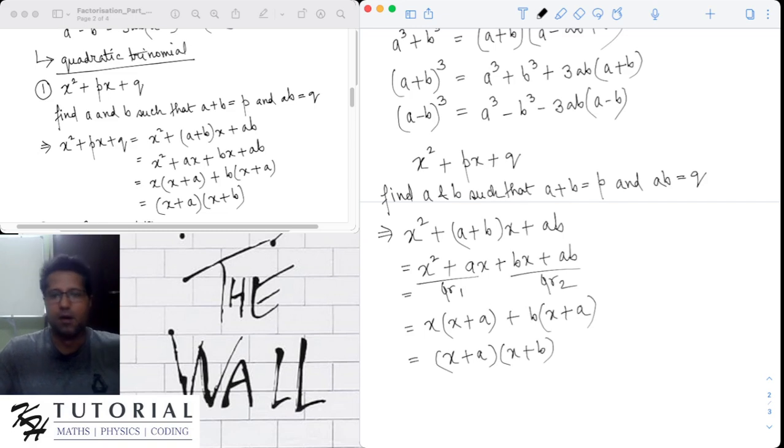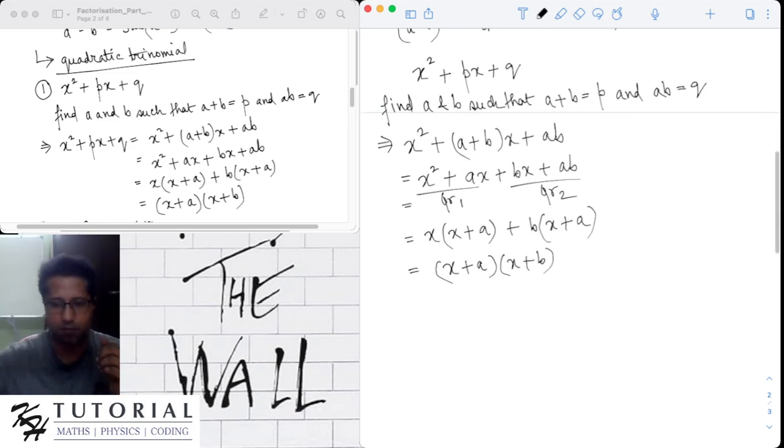Now we have factorized x square plus px plus q as x plus a multiplied by x plus b, where the constants a and b have been computed or found based on the constants p and q in the original polynomial. So this is one form of a quadratic trinomial, that is x square plus px plus q. Now there is another form of trinomial that can also be factorized, that is px square.